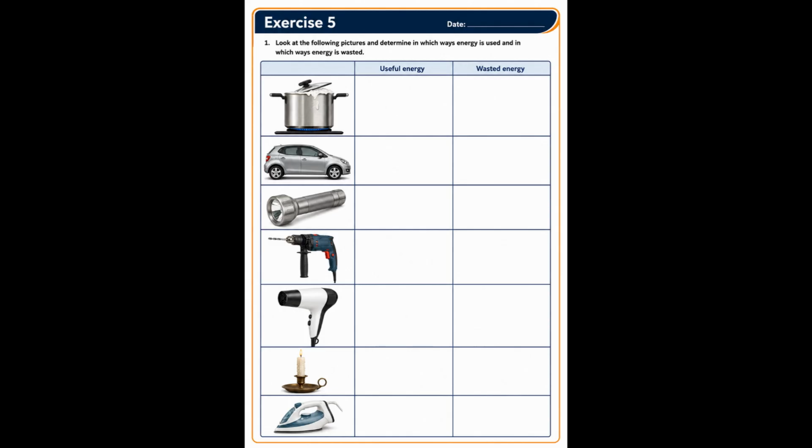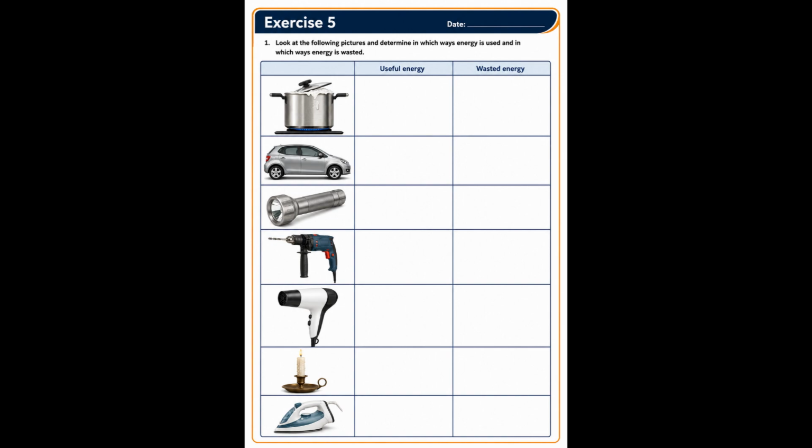The candle uses chemical energy stored in the wax. Its useful energy is light energy because a candle is used to light an area. However, a candle also gives off a lot of heat energy. If the purpose is to provide light, the heat is wasted energy. Write light energy as useful energy and heat energy as wasted energy.